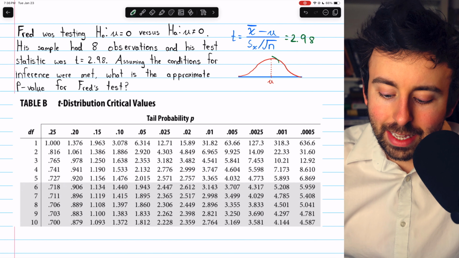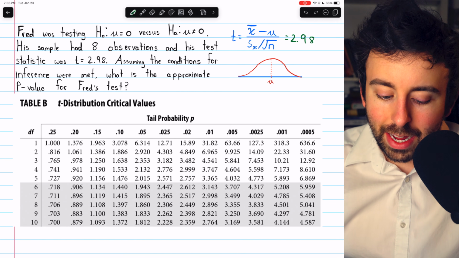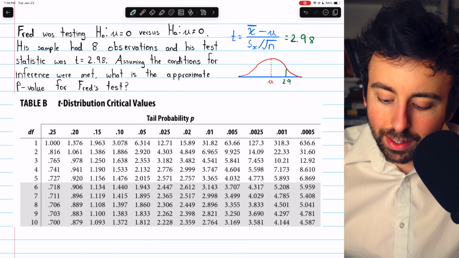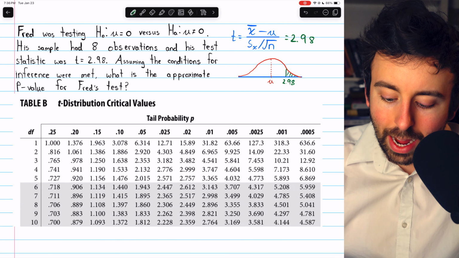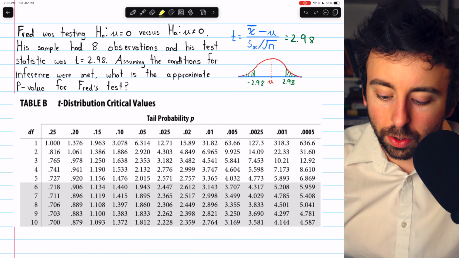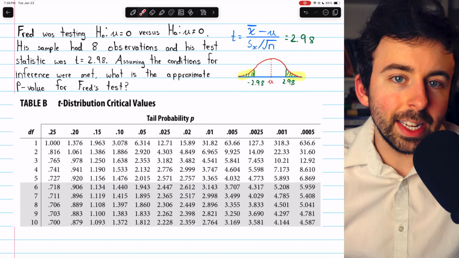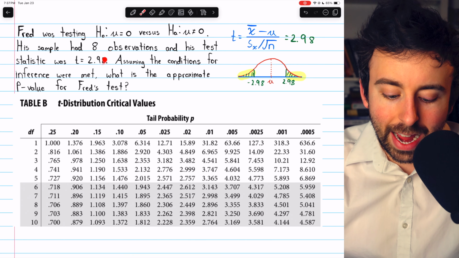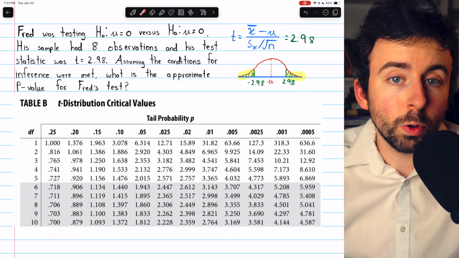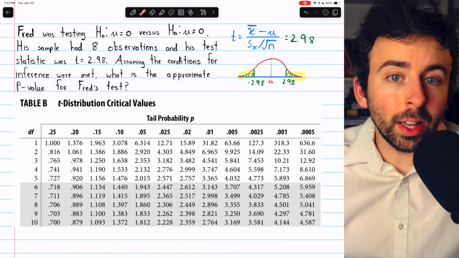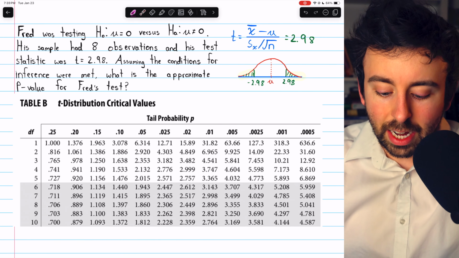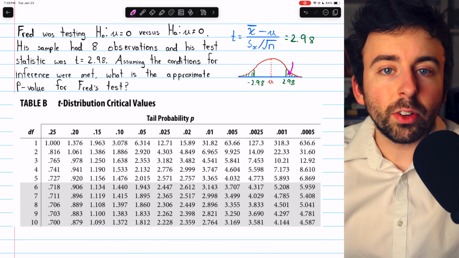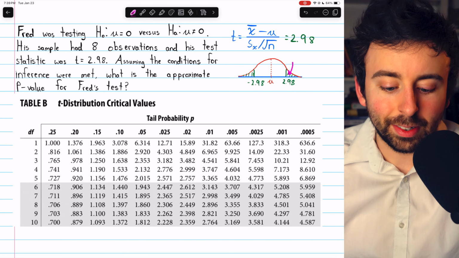We're interested in the area of the t-distribution that is more than 2.98 above the mean, and the area that is more than 2.98 below the mean. In total, these two tails add to the probability that we would get a sample with a t-score of at least 2.98, assuming the null hypothesis is true. And so if this p-value is small enough, we may reject the null. This table gives single tail probabilities, so whatever number we find, we're just going to have to double it so we get both tails accounted for.